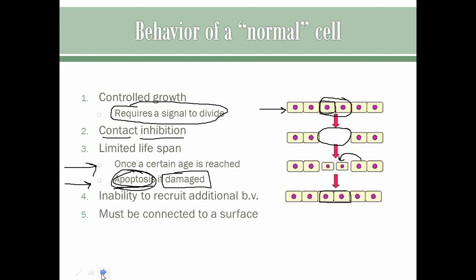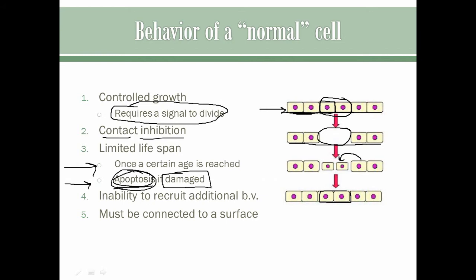It'll make more sense when we talk about cancer cells. Fifth, cells typically, in order to function correctly, have to be attached to a surface. See how all of these cells are in a line? They would be attached to a surface at the bottom here.